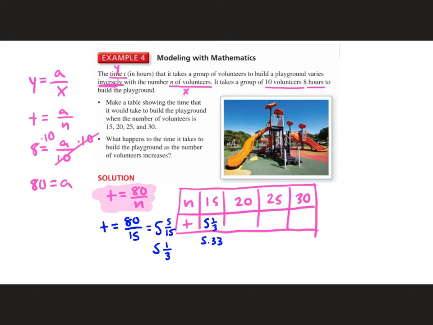Alright, next we want to plug in 20. So we have time is equal to 80 divided by 20. What do we get? 4. Next we plug in 25. So t is equal to 80 over 25. What do we get? 3 and 1/3? You can put it in the calculator. 3.2. And then lastly, we want to plug in 30.